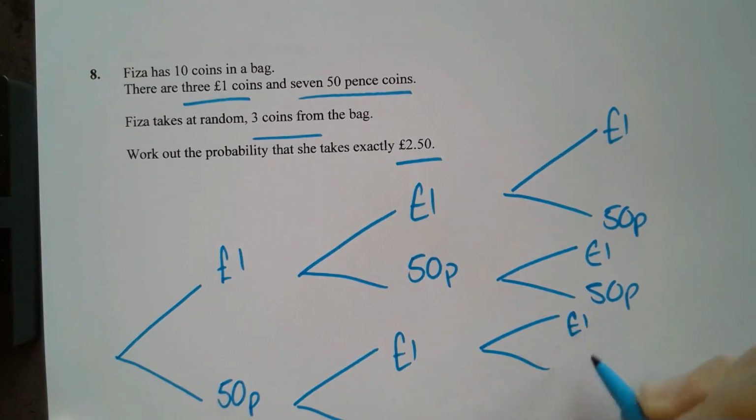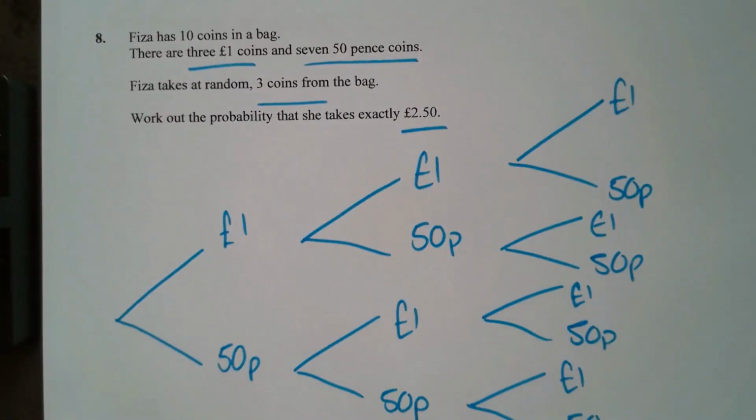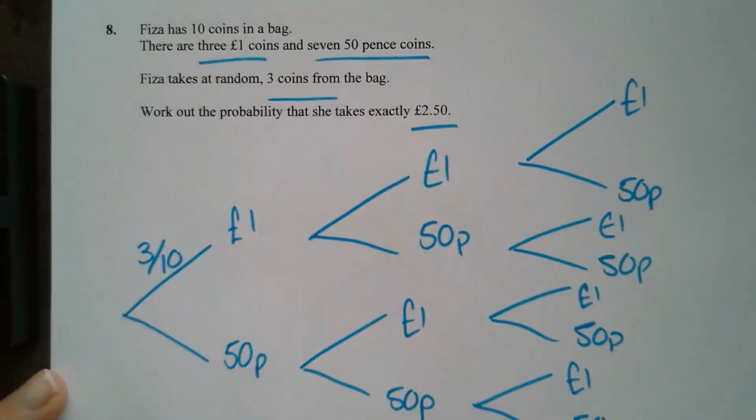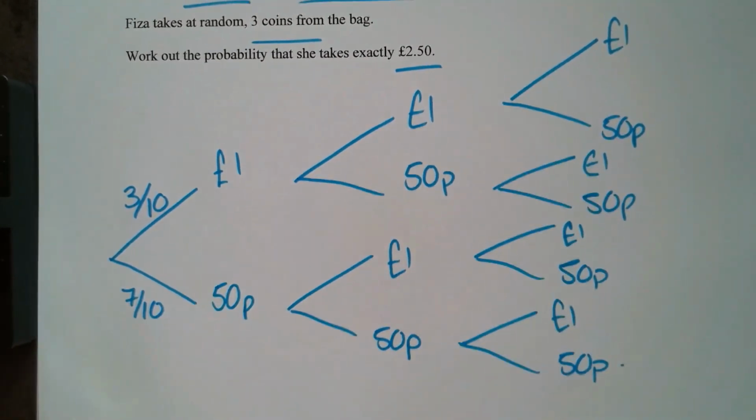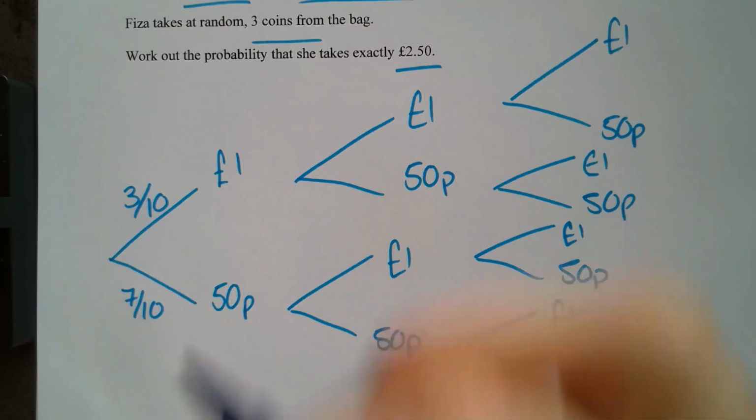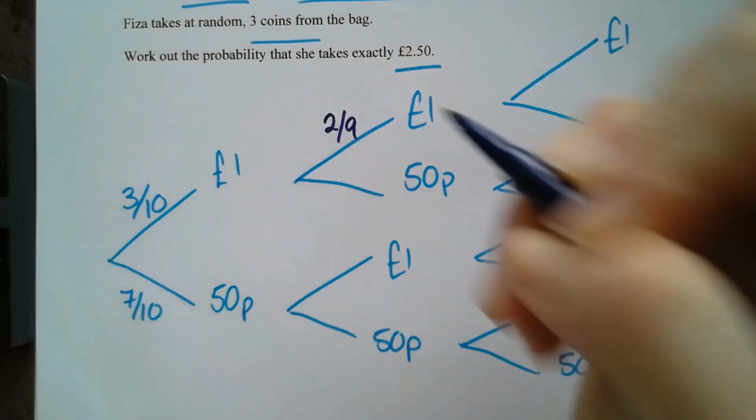This is quite a big probability tree because we've got a lot of factors to consider. If she's got 10 coins, she's going to start with 3 of them being £1, so we get 3/10, which leaves us with 7/10 here. This is where we've got to start being more careful. And you'll actually notice in the worded solutions that we weren't that careful the first time we looked at this question. We crossed out 2/10 and wrote 2/9 instead.